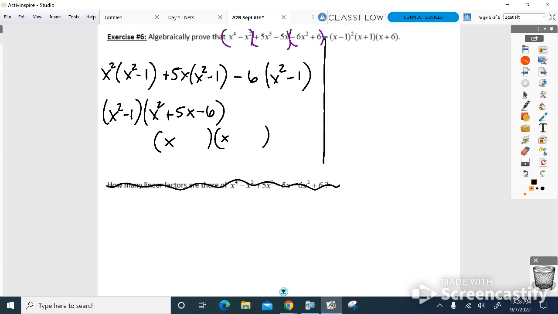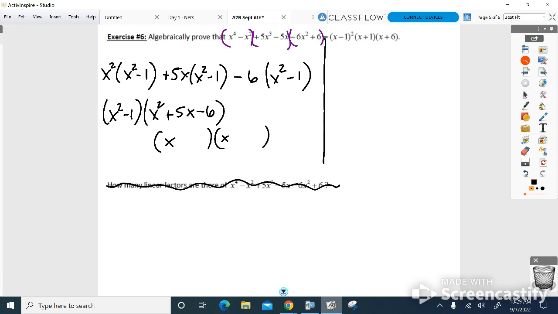And I want to give you a little tip if you're struggling with it. You can cheat. What do I mean by you can cheat? You can look at the other side. You've got an x plus 6 in there, so one of them's got to be x plus 6, right? Take a peek over. That's fine. So what's this going to factor into? Two numbers that multiply to negative 6 and add to 5.